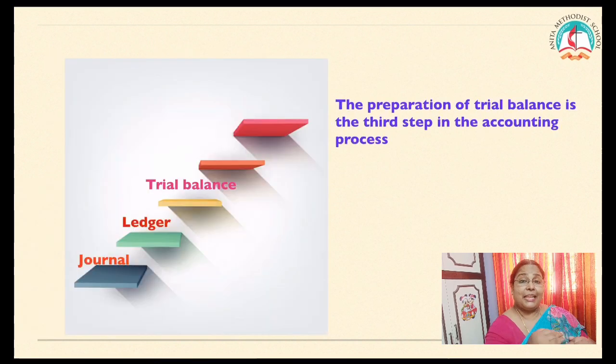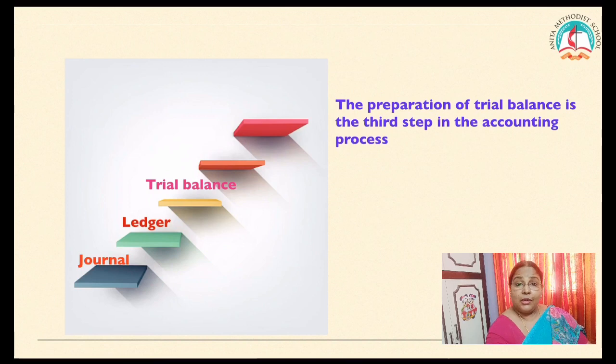Now, in which step is it? What is the first step of preparing accounts? Journal is the first step. The second step is ledger. The third step is trial balance. Okay. So, trial balance is in the third step. The preparation of trial balance is the third step in the accounting process.